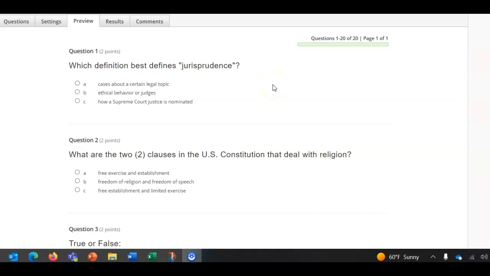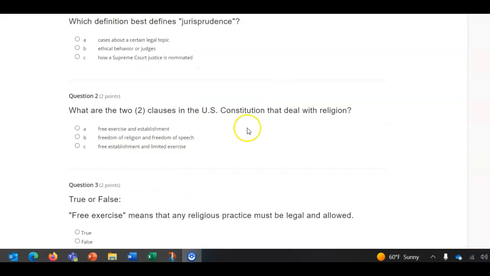Which definition best defines jurisprudence? A. Cases about a certain legal topic. B. Ethical behavior of judges. C. How a Supreme Court justice is nominated.